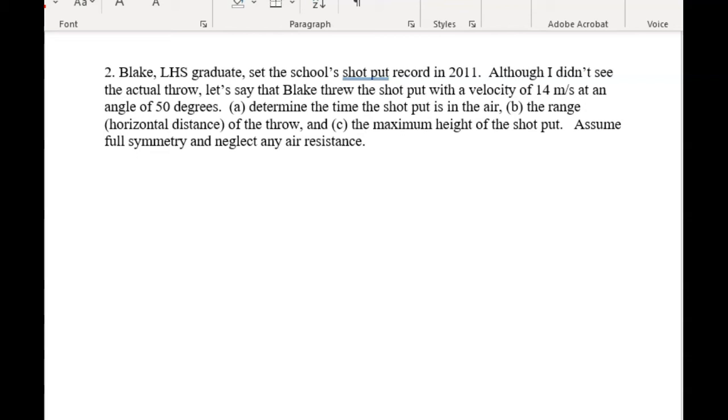So he set the school shot put record in 2011. I didn't see the actual throw, but we can maybe work a problem with some data that might be pretty close to reality here. So he throws this shot put with a velocity of 14 meters per second. So that 14 meters per second represents a VI at an angle of 50 degrees. So that would be our theta.